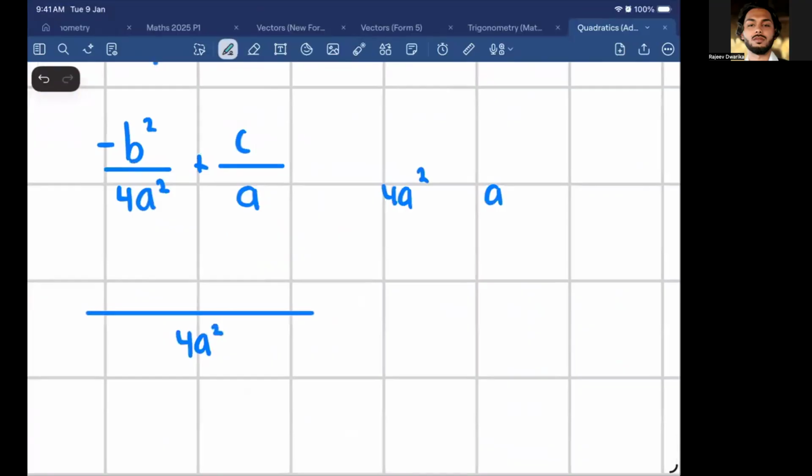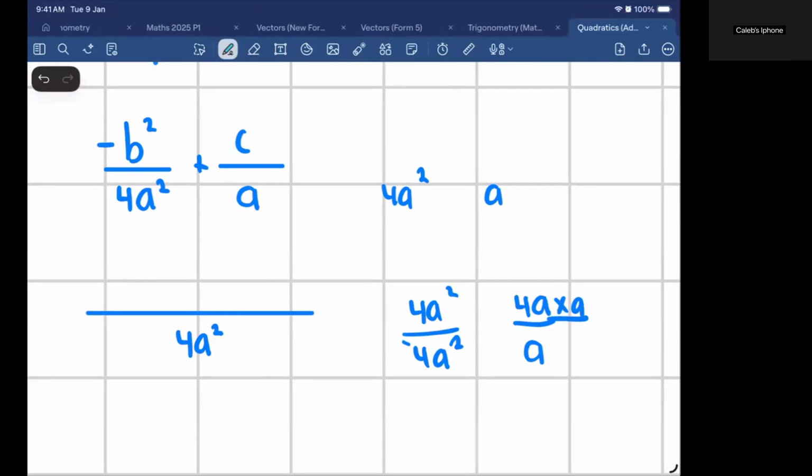Caleb, if I use 4a squared as my denominator, let's check this out. Could 4a squared go into 4a squared? Yes. How much times? Once. Does that satisfy the condition? Yes. Next, could a go into 4a squared? Now, a squared means a by a. So could a go into that? Yes, and it would leave you with what? 4a. So is 4a squared a suitable candidate for the LCM? Yes, it is.